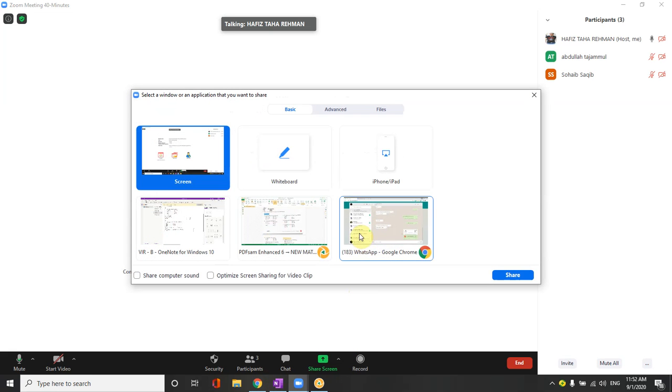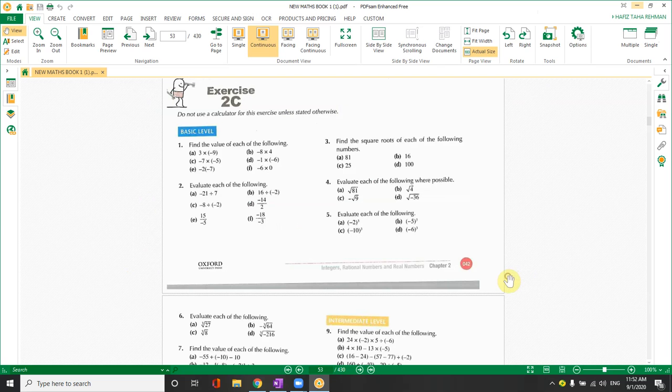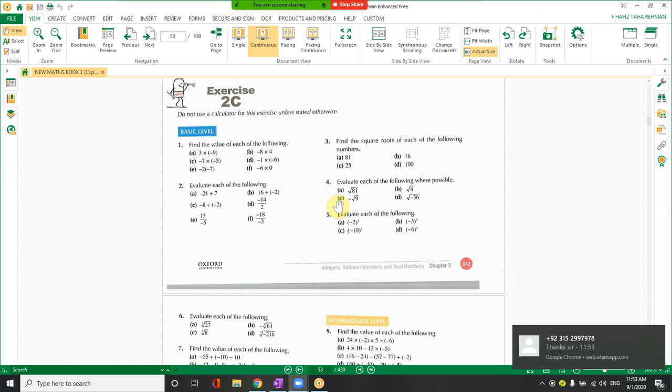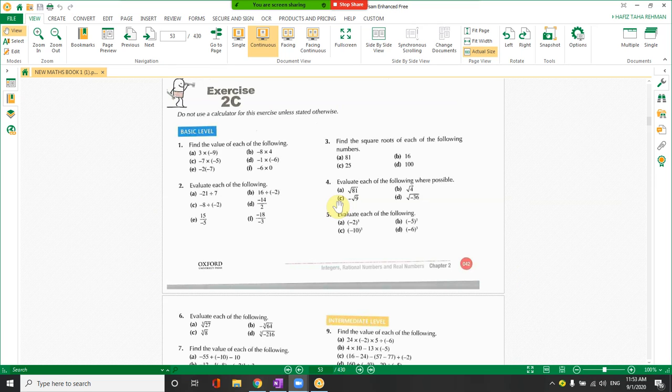Okay, guys, we were discussing exercise 2C. Abdullah Tajammal, let me ask you some questions. If we multiply a positive value by a negative value, would the answer be positive or negative? Negative. If we multiply two negative values with each other, what would be the answer, positive or negative? Positive. Very good.